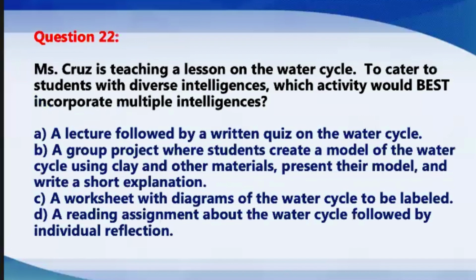Question number 22. Ms. Cruz is teaching a lesson on the water cycle. To cater to students with diverse intelligences, which activity would best incorporate multiple intelligences? A. A lecture followed by a written quiz on the water cycle. B. A group project where students create a model of the water cycle using clay and other materials, present their model, and write a short explanation. C. A worksheet with diagrams of the water cycle to be labeled. And letter D. A reading assignment about the water cycle followed by individual reflection.